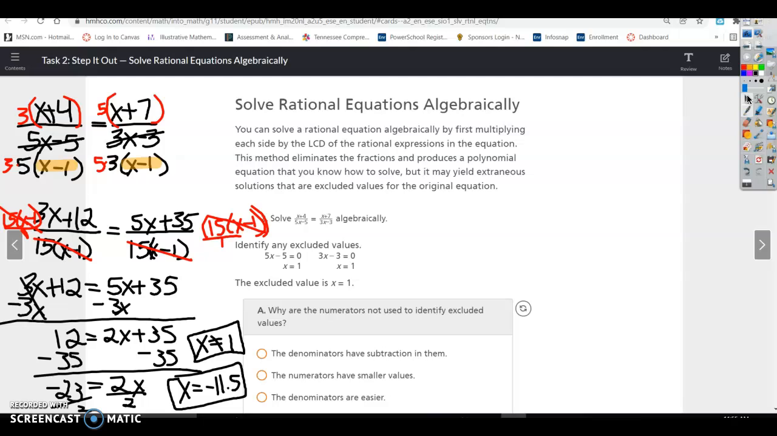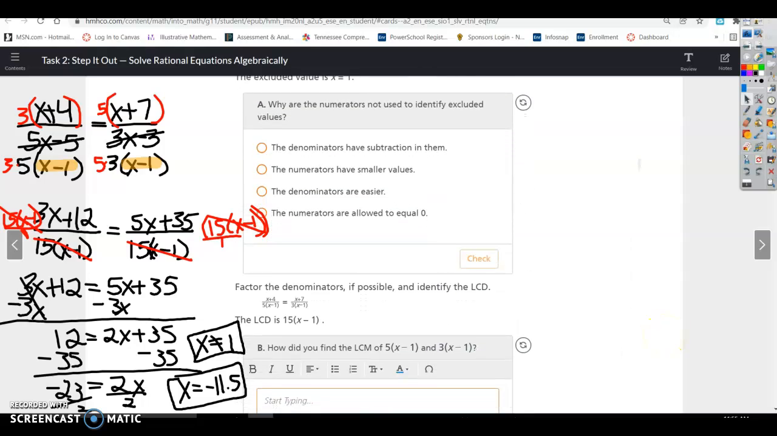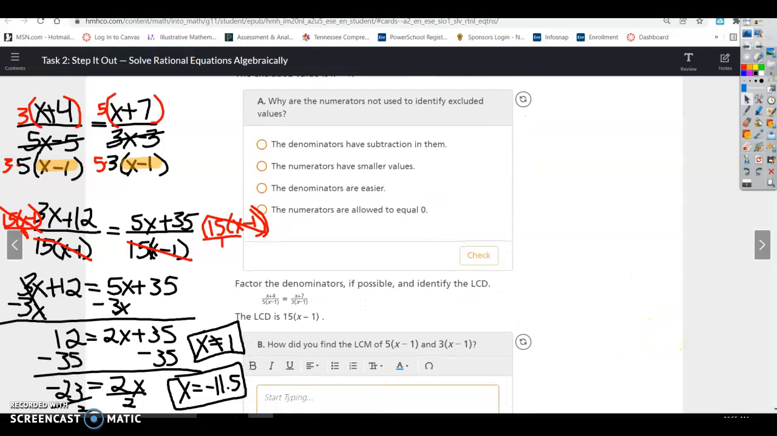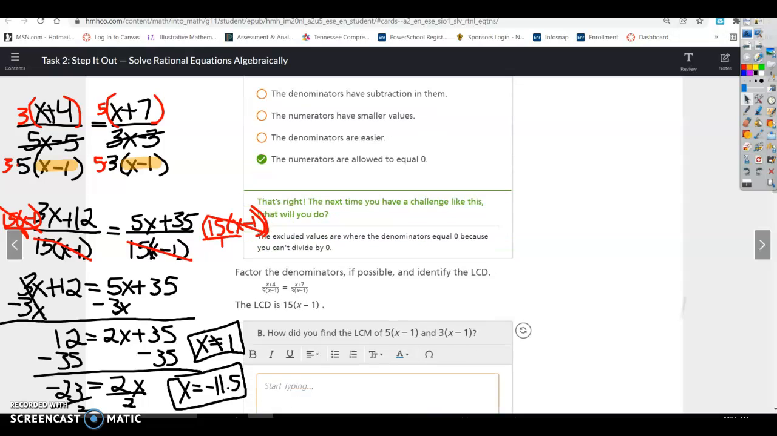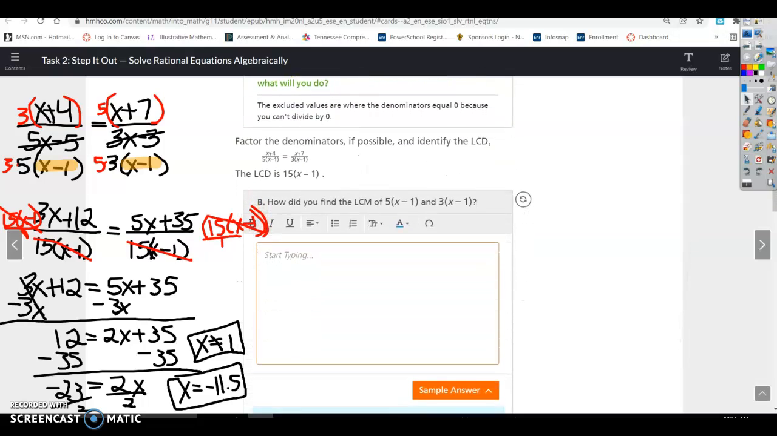Now, let's see what questions we are given here. All right, it says, why are the numerators not used to identify excluded values? Well, the numerator can be 0. So the last statement here, the numerators are allowed to be 0, would be the correct answer. Only the denominators cannot be 0.